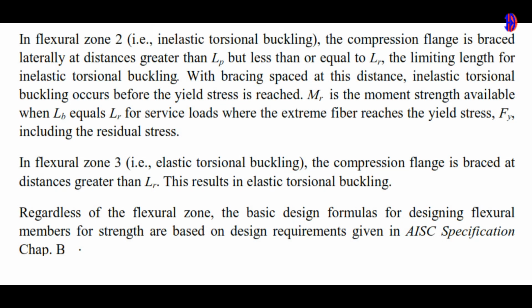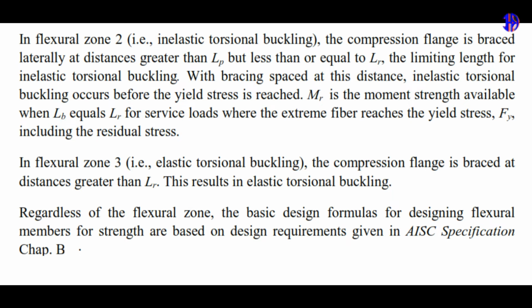In flexural zone 2, illustrative example, inelastic torsional buckling, the compression flange is braced laterally at distances greater than LP but less than or equal to LR, the limiting length for inelastic torsional buckling. With bracing spaced at this distance, inelastic torsional buckling occurs before the yield stress is reached. MR is the moment strength available when LB equals LR for service loads where the extreme fiber reaches the yield stress, phi, including the residual stress.